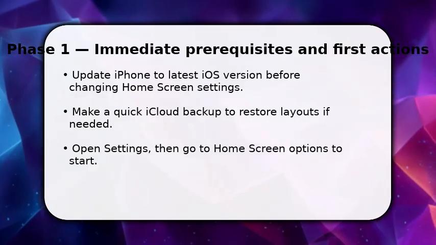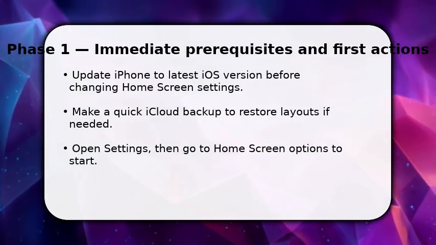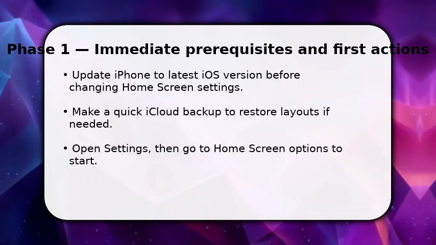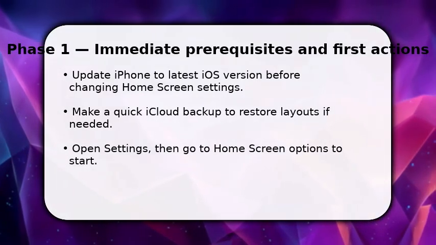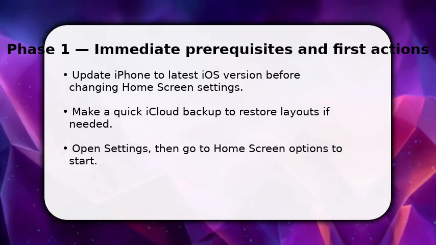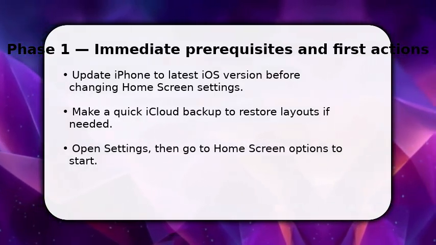You're starting now? Update your iPhone and confirm an iCloud backup so you can undo layout changes if needed. Once done, open Settings and tap Home Screen. You need to know why. Apple's app library is built in, so you cannot fully delete it. Instead, you'll remove visibility by hiding pages and changing where new apps appear.